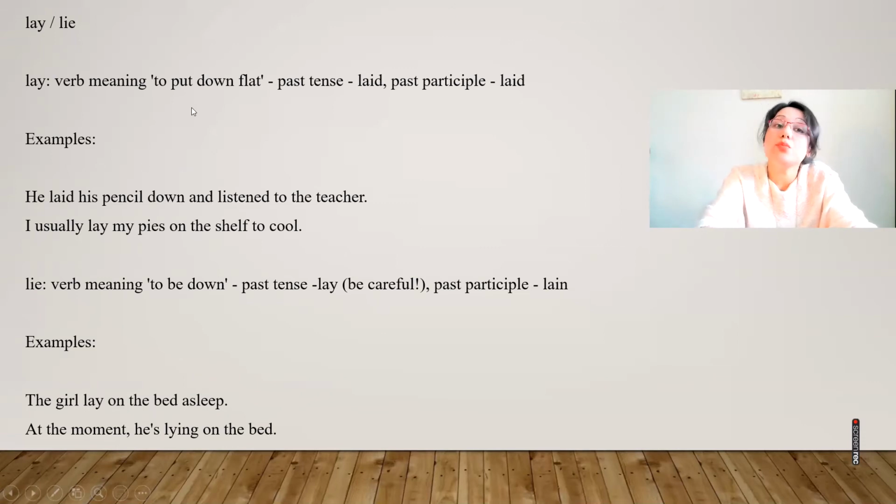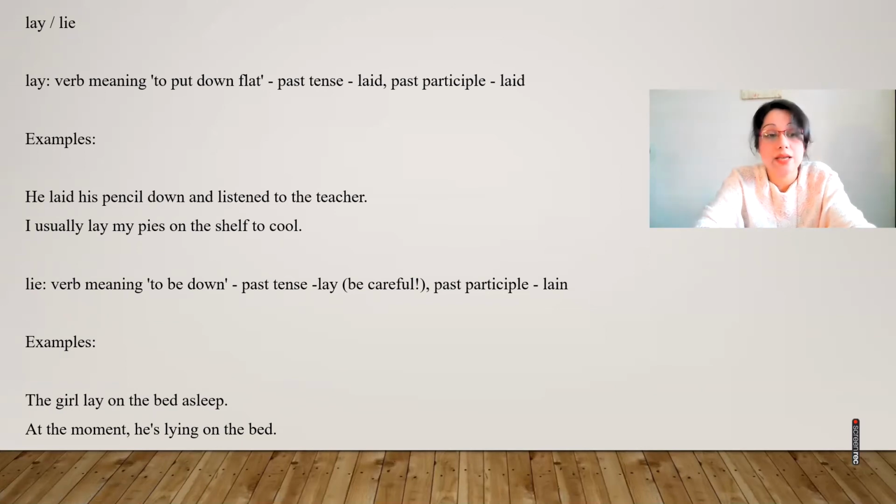So this lay means to put down something, put something down flat. And the past tense is your laid, and past participle is laid. So like over here, he laid his pencils down. All right, and here the girl lay on the bed asleep. So this lay is the past of lie. At the moment, he's lying on the bed.